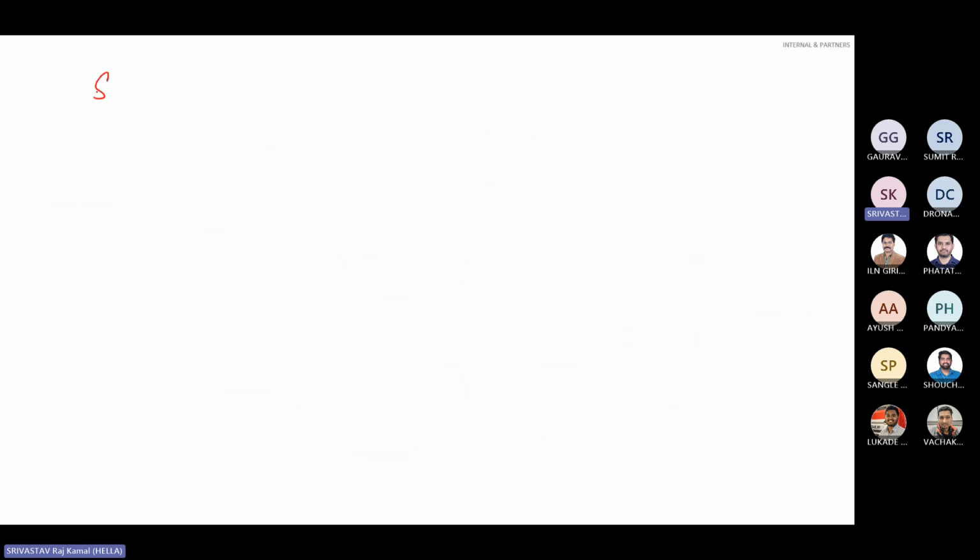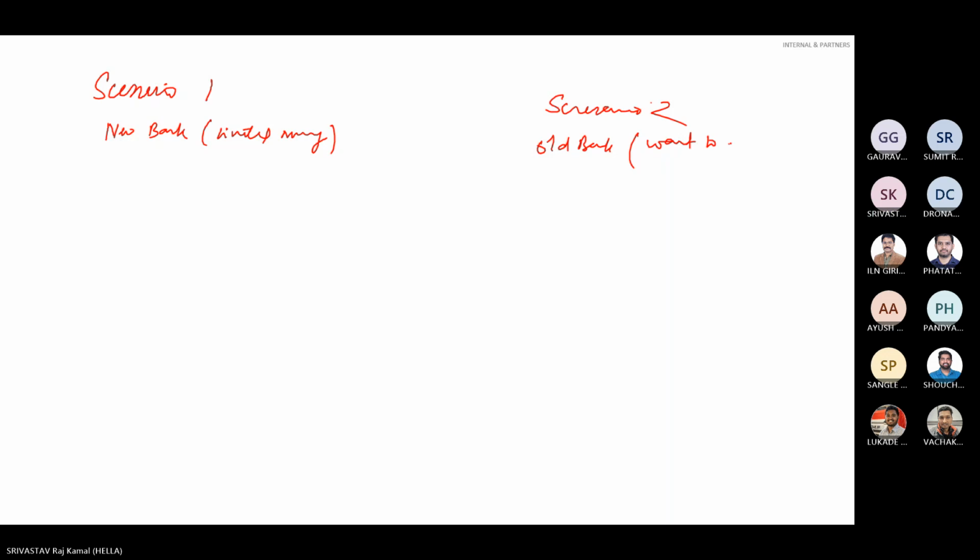Scenario 1, I'll write it in parallel. Scenario 1, scenario 2. New bank, limited money. Old bank, wants to increase their presence. So you will agree, the new bank guys are very strict.